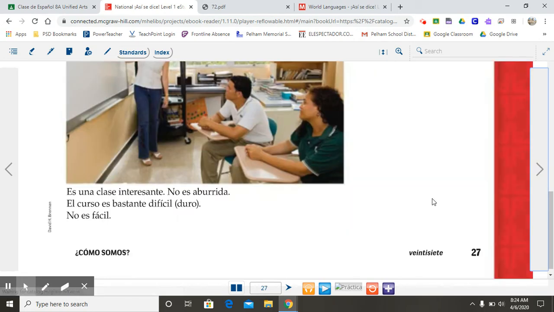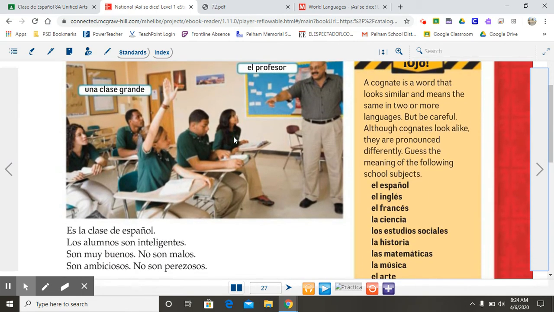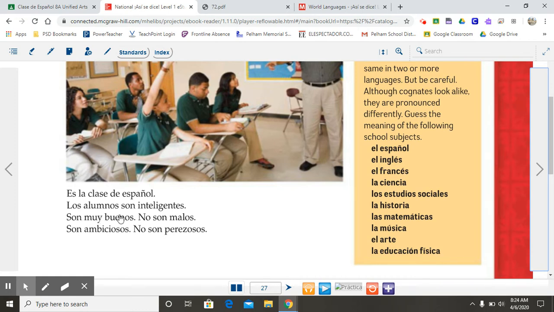Let's move on. Now, we're going to talk about some things in the classroom. Now, let me read the paragraph first. It says, Es la clase de español. Spanish class. Los alumnos son inteligentes. The students are, this is another cognate, intelligent. Very good. Son alumnos, son muy buenos. They're very good. No son malos. They're not bad. Son ambiciosos. What are they? They are ambitious. No son perezosos. They are not lazy.